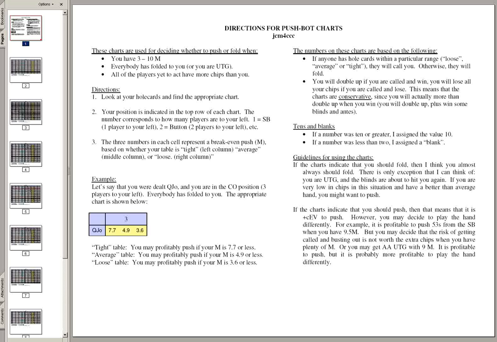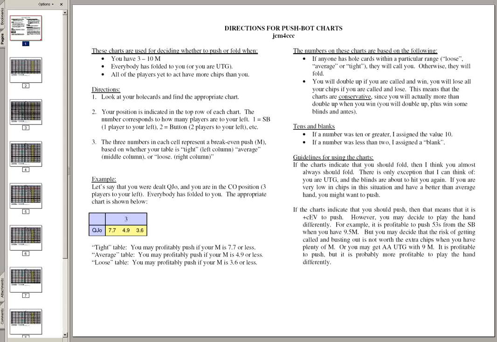As you move around the table and get closer to the button, play becomes easier. If you have the dealer button, then there are only two people left to act behind you, the small blind and the big blind. You've gotten to see what everyone else at the table does before you have to make your decision. That's another big advantage for you.